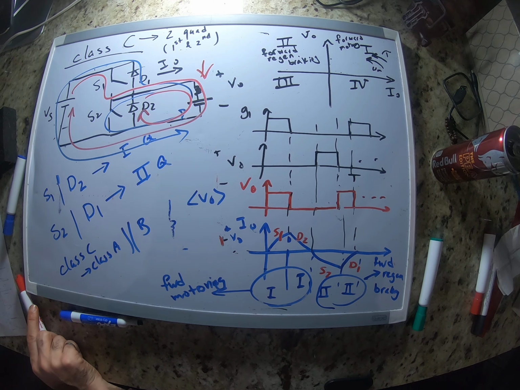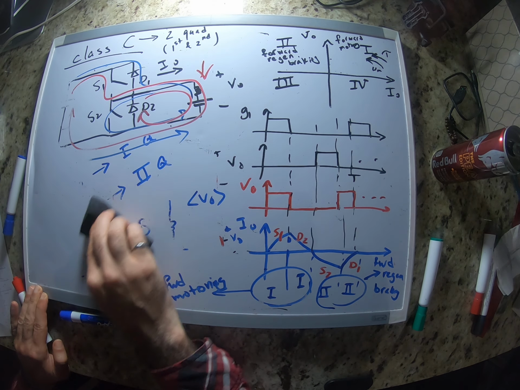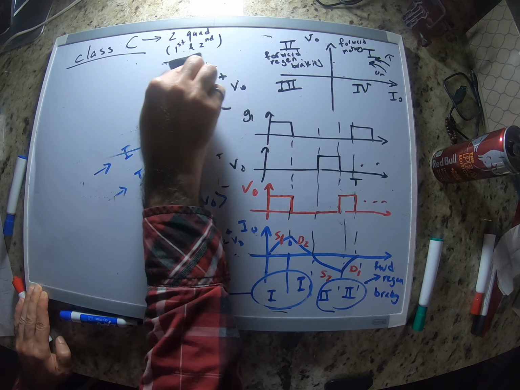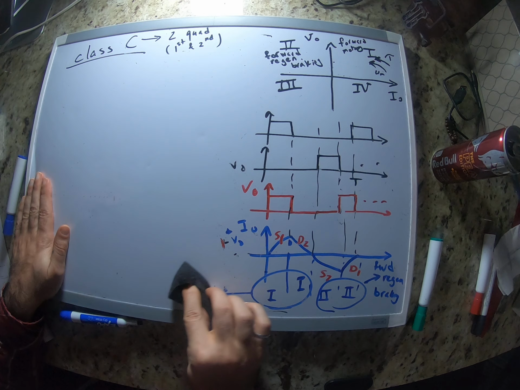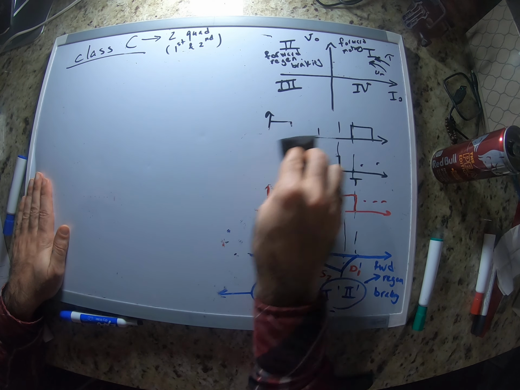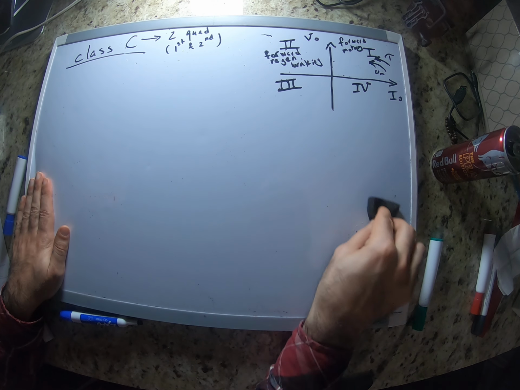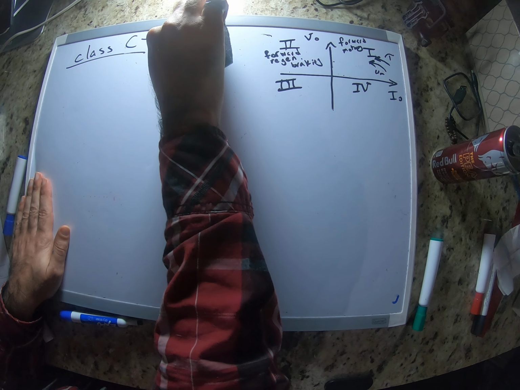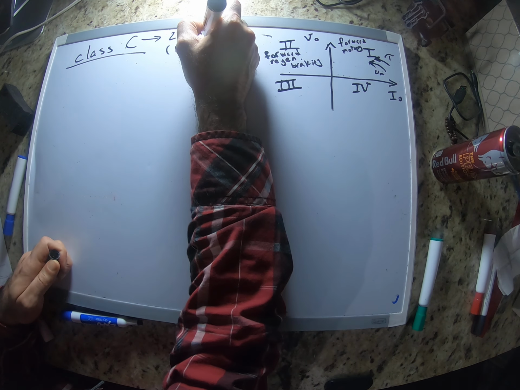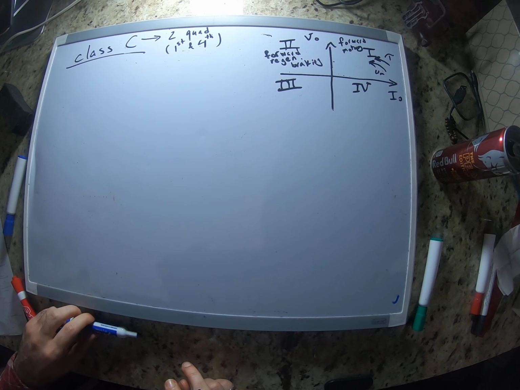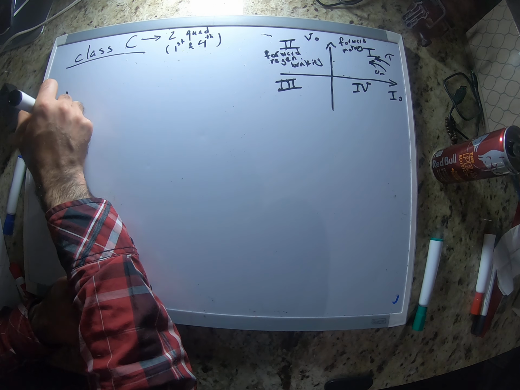Okay, so then the next class is class D, which is also a 2-quadrant chopper, but this time it would operate in the first and fourth quadrants. Okay, so let's look at the circuit first. So this is what we have.